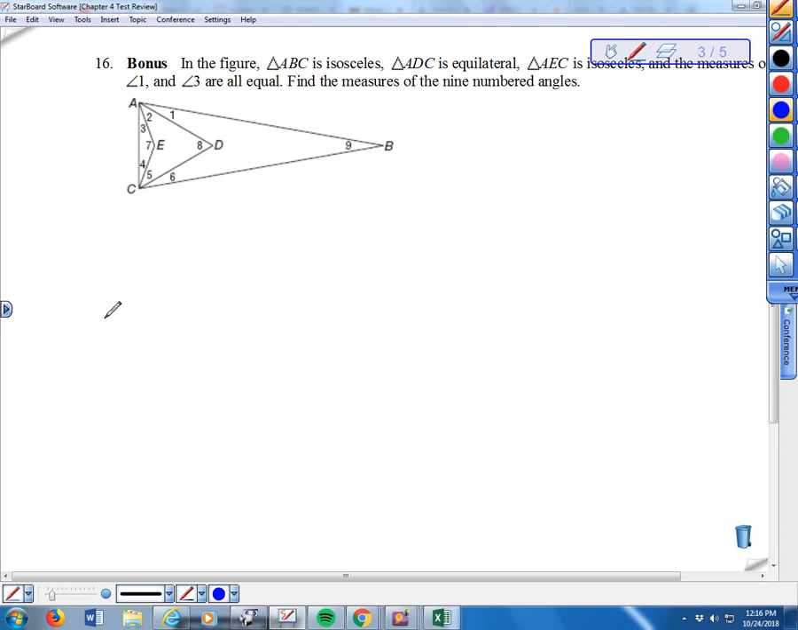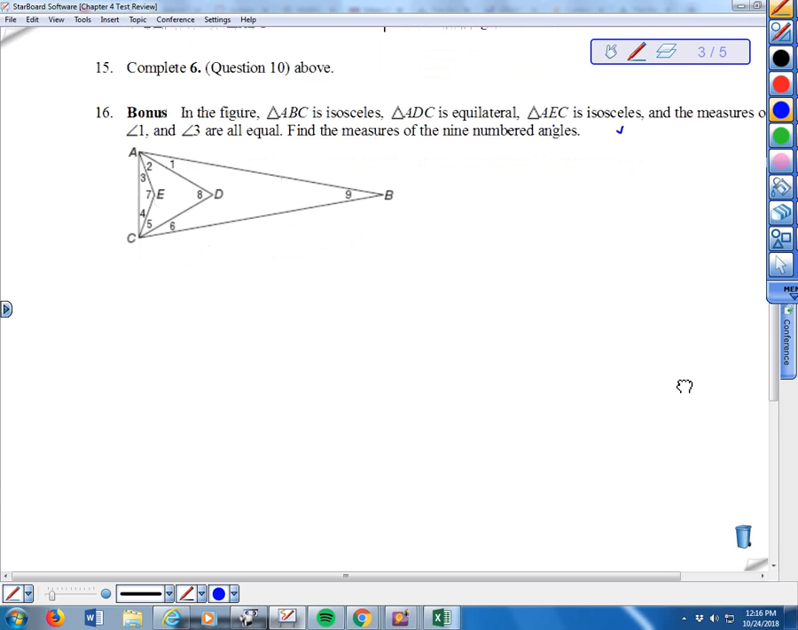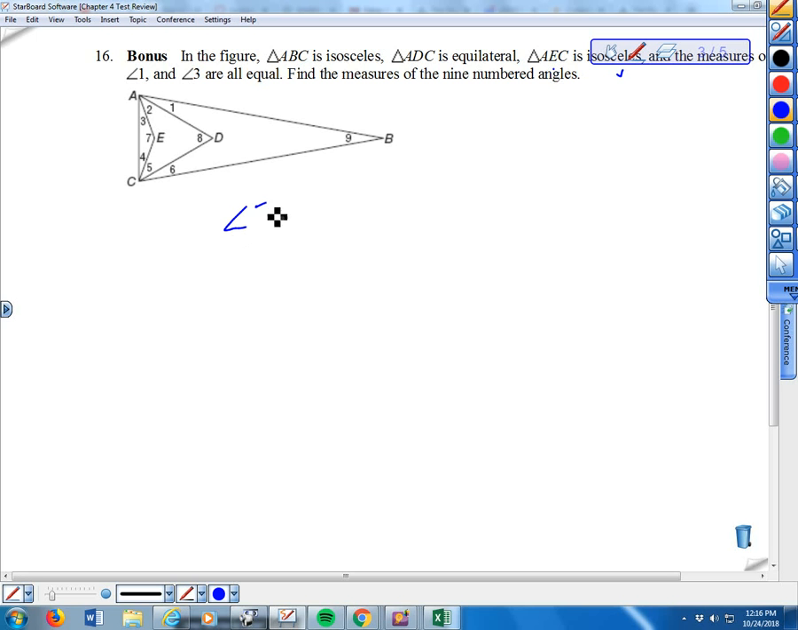So what do I know about angles 3 and 4? What do they tell me about triangle AEC? Isosceles. So that means 3 and 4 are equal. What do I know? Let's see. ADC is equilateral. So I know that angle 2 plus angle 3 is equal to angle 4 plus angle 5 is equal to angle 8.